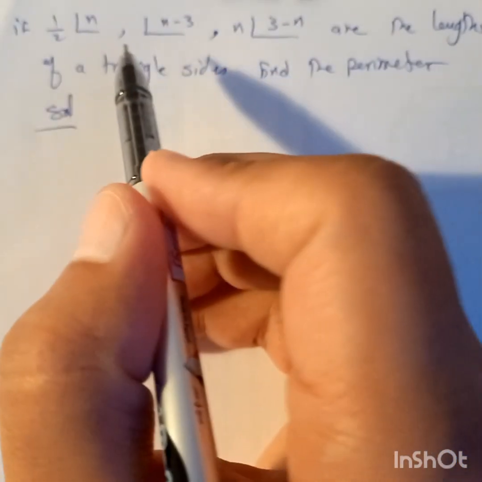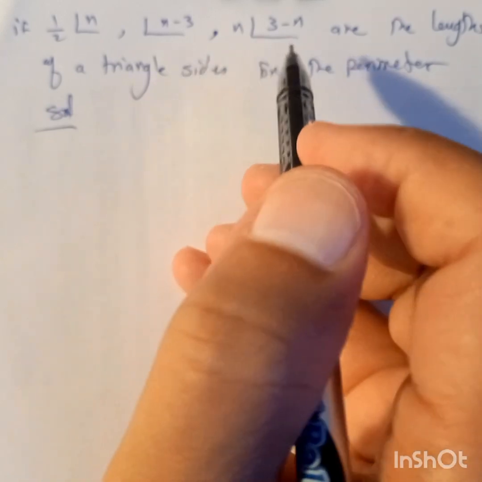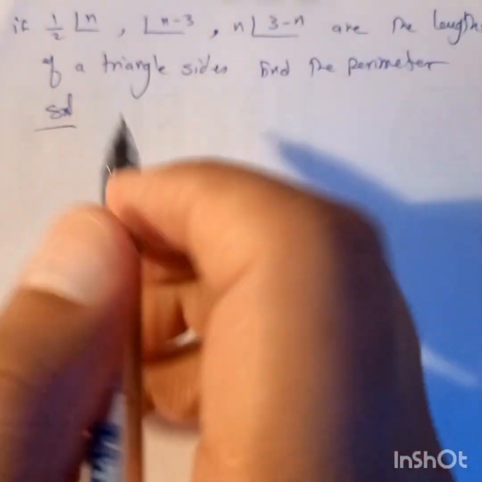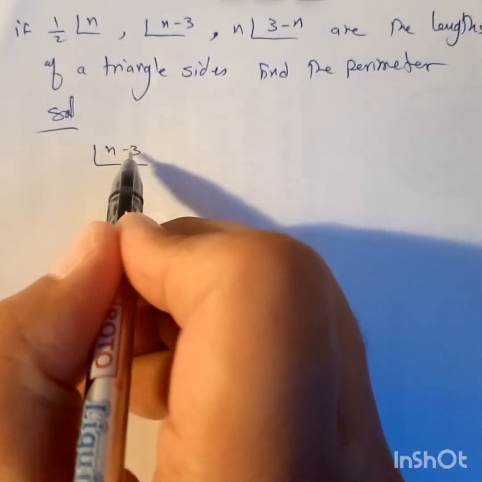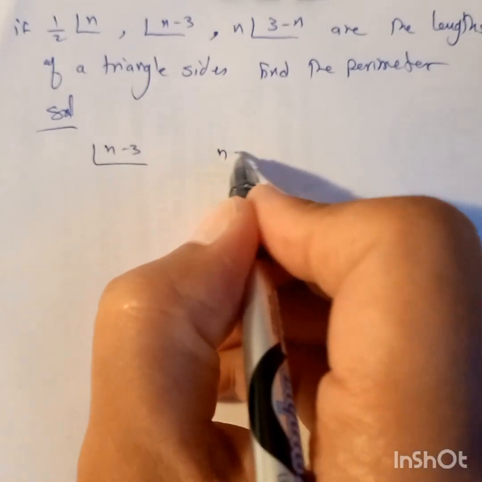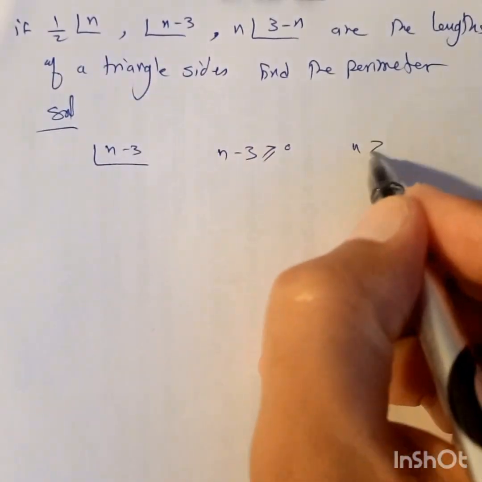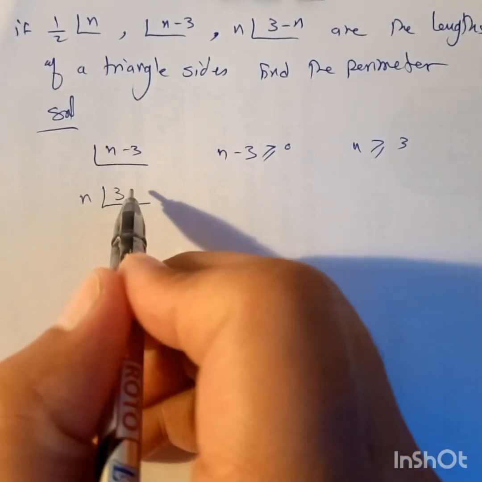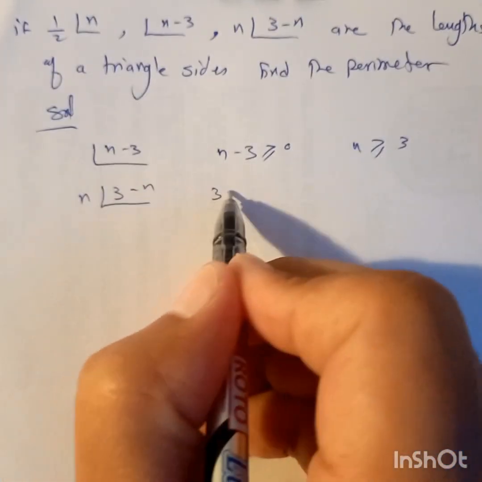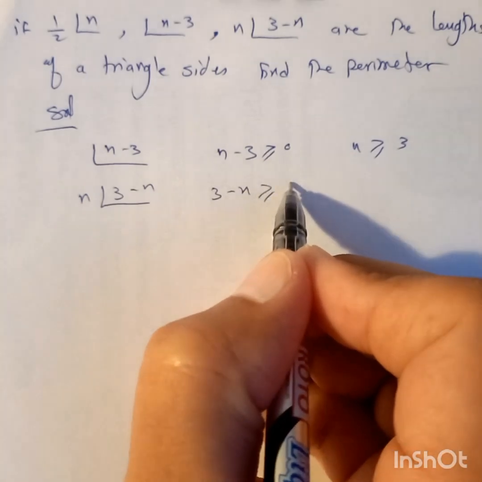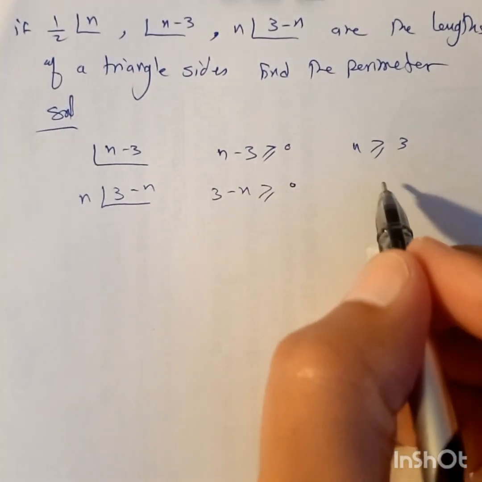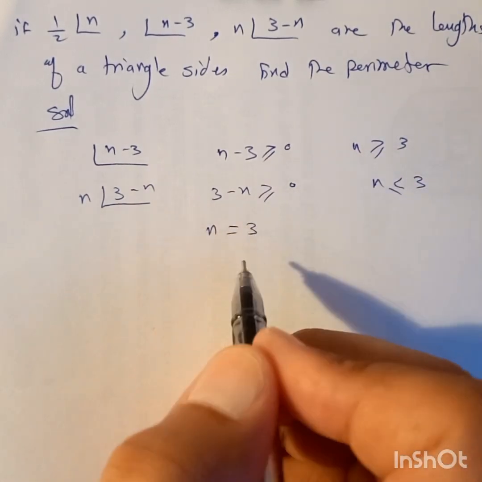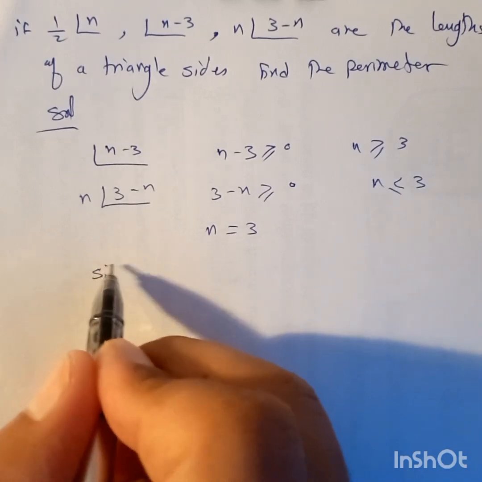We have another example. If factorial of n and factorial of n minus 3 and factorial of 3 minus n are the lengths of a triangle's sides, find the perimeter. As we have the length of one side is factorial of n minus 3, from the properties of factorial we have n minus 3 is greater than or equal to 0, then n is greater than or equal to 3. From this side, factorial of 3 minus n, then 3 minus n is greater than or equal to 0, then n is less than or equal to 3. From these two relations we have n equals 3.